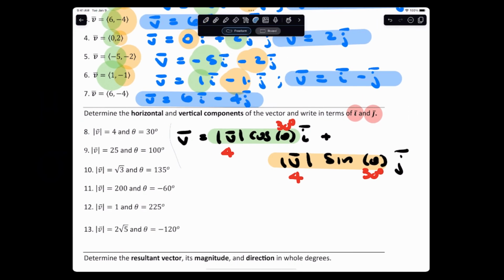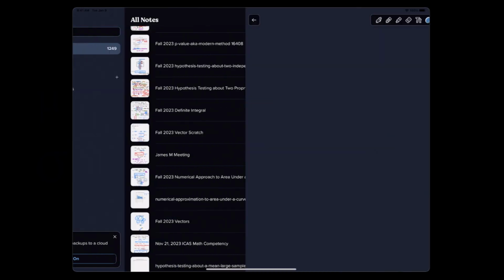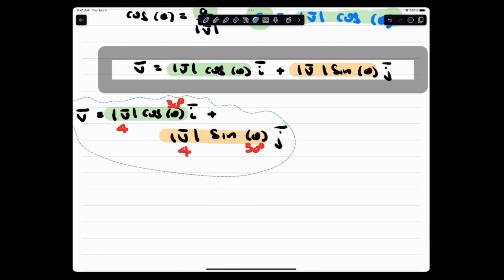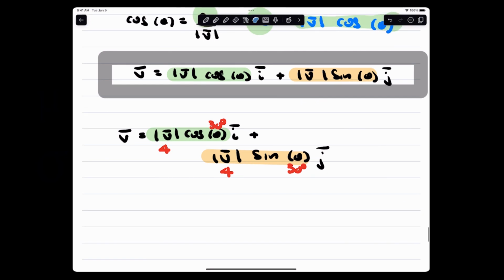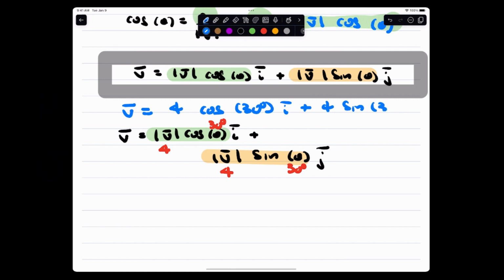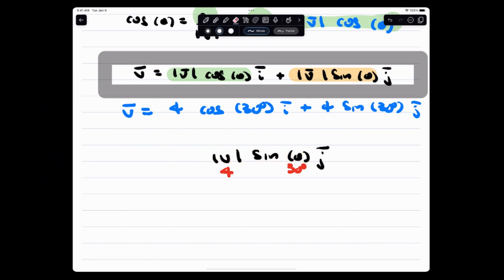So let me do this here. I'm going to go to the scratch because let's go through the details here, okay? Let's go to our scratch now. So you guys can see here, vector v is really going to be what? 4 cosine 30 i plus 4 sine 30 degrees what? j. Okay? Is that right?